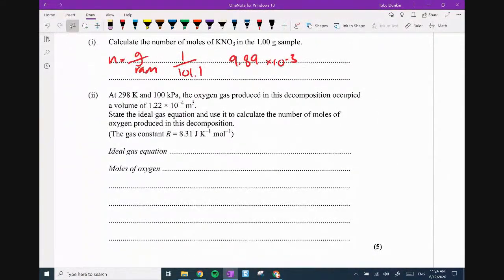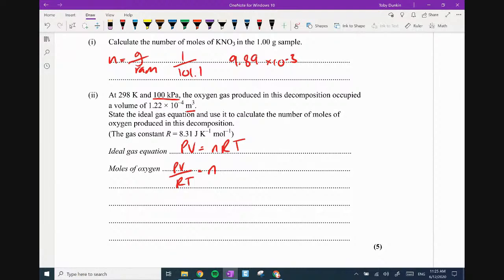Okay, at 298 Kelvin and 100 kilopascals, I'm going to have to convert the kilopascals, oxygen gas produced in the decomposition occupied this volume, and they've given it to us in meters cubed. Perfect. Ideal gas equation, PV equals nRT. Moles of oxygen, reorganize for n. PV over RT gives me n. I'm just dividing both sides by RT. I hope you guys saw that. It's not rocket science, is it? That's why I love PV over RT so much.